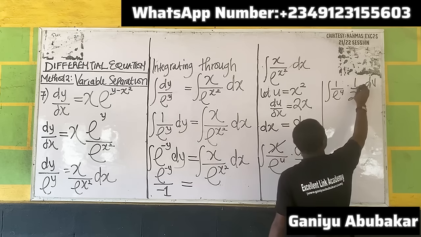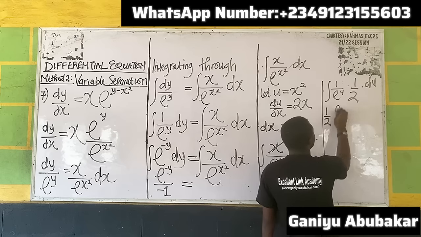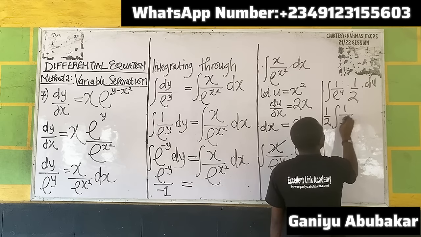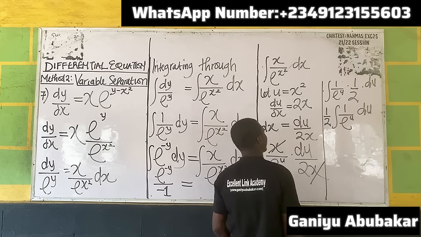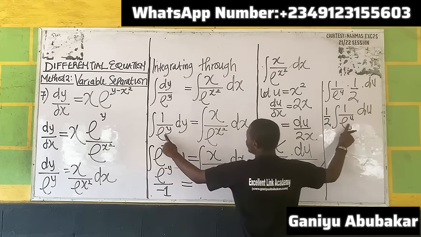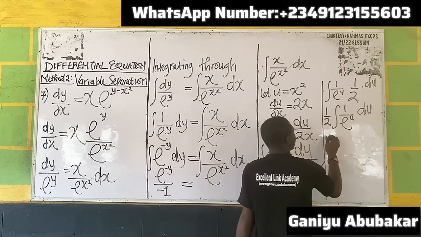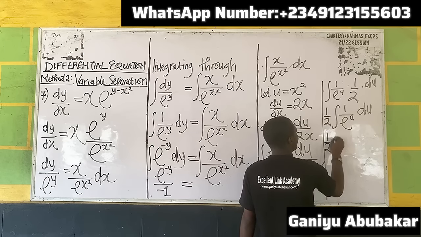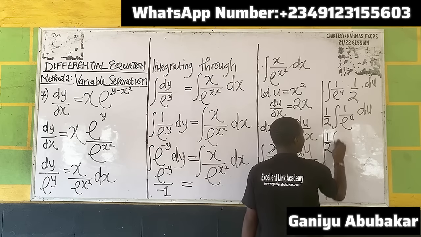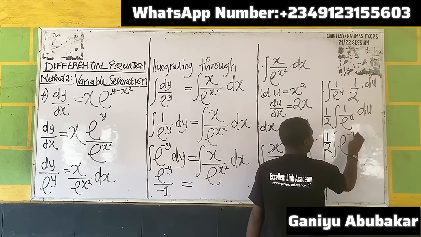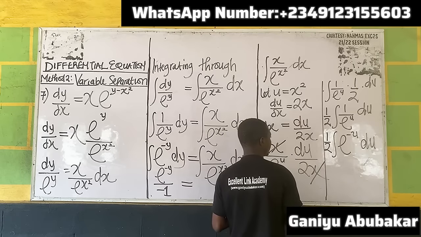Bring the constant term outside the integral sign, that gives you 1 over 2 integral of what? 1 over exponential u du. I want to integrate something of this nature. Observe, they are similar. Take it back to indices. That gives you 1 over 2 times the integral of exponential minus u with respect to u.